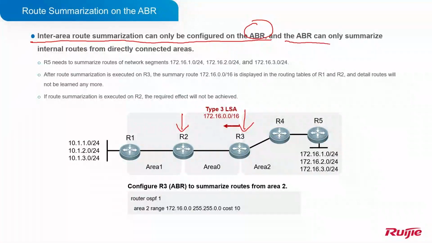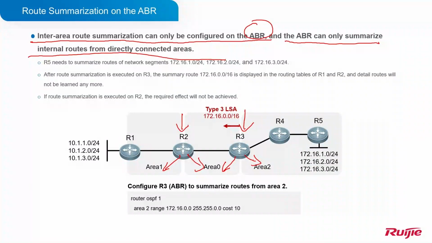The ABR can only summarize internal routes from directly connected areas. So if we want to do the summarization for internal routes, we have to do it on the ABR device which is directly connected with those areas. It means the R2 device belongs to area 1 and area 0, and the R3 device belongs to area 0 and area 2.